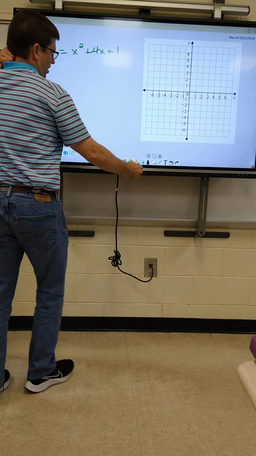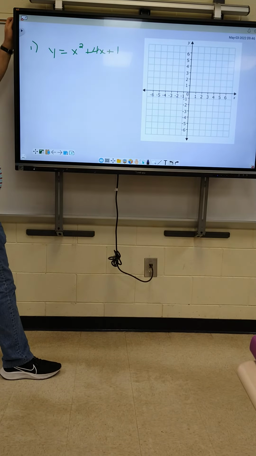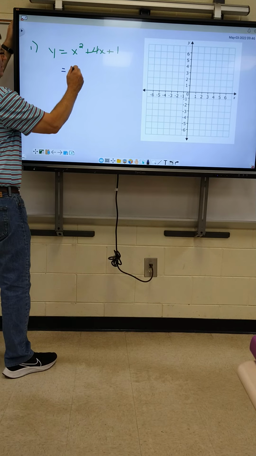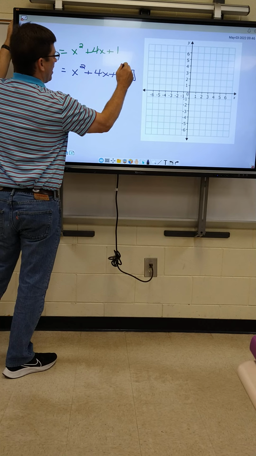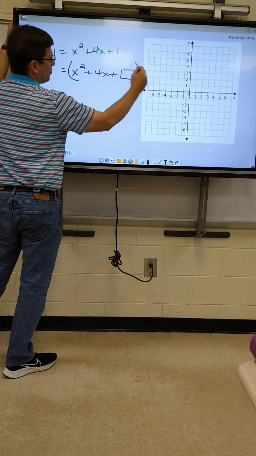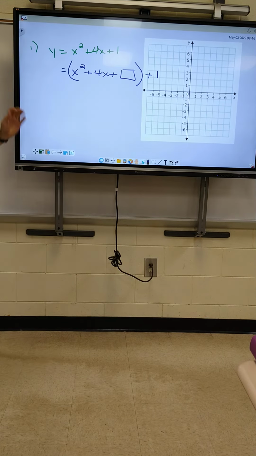All right, so this one is a little bit different. Now, we still have to make our box. So it's x squared plus 4x, then your box. The plus 1, you just move it down outside of the parentheses. It doesn't have an x, so it can't be in the group. All right, you just move it down out of the way. All right, so that's a new step. It's different from circles. Anybody have a question on that?